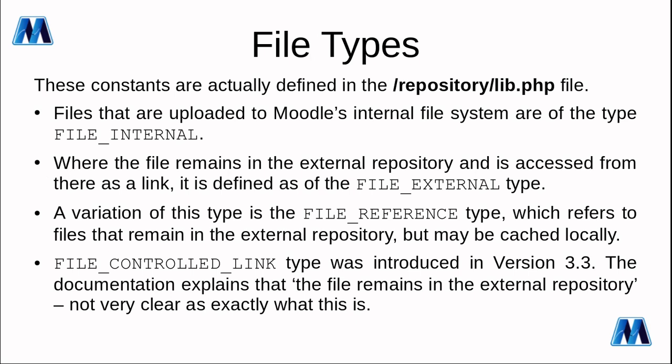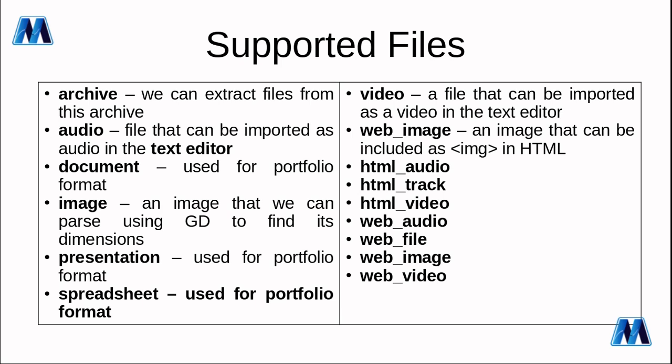Now we are dealing with file type file external, and then there's the variations: file underscore reference, which is an external file but can be cached, and file control link, which I really don't understand as such. Okay, and then from the supported files, we have this concept of you can have them in groups, or you can use the extensions to define your supported file types. Okay, I'm not going to go into any more detail because we have discussed this before.